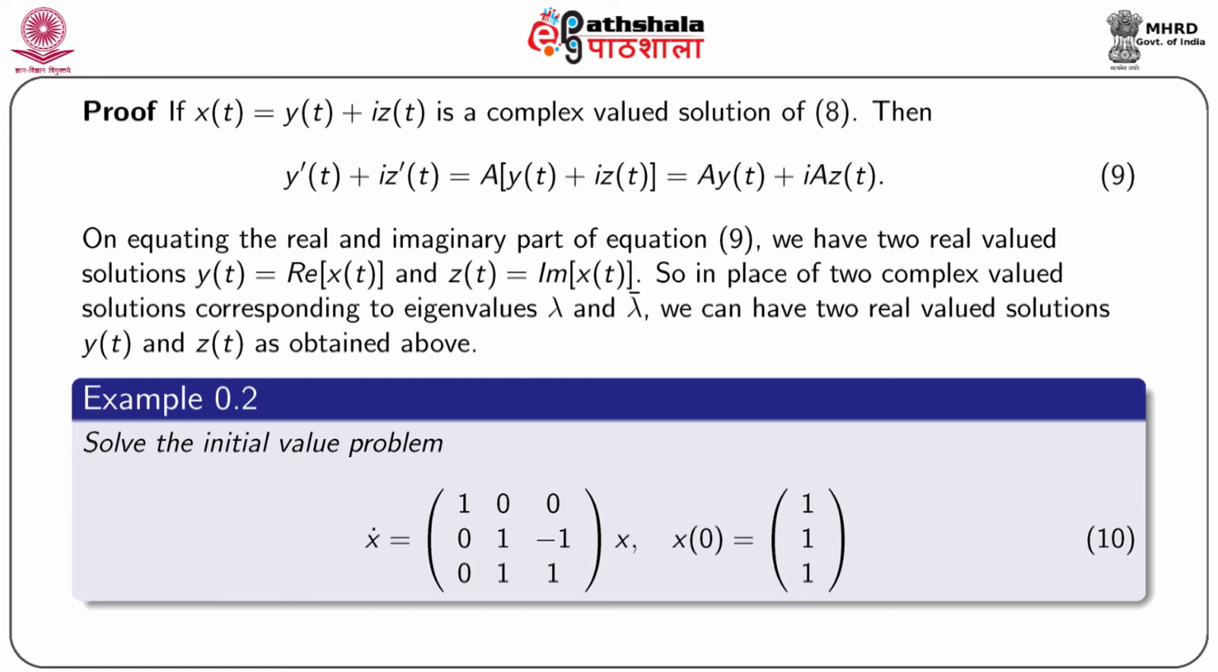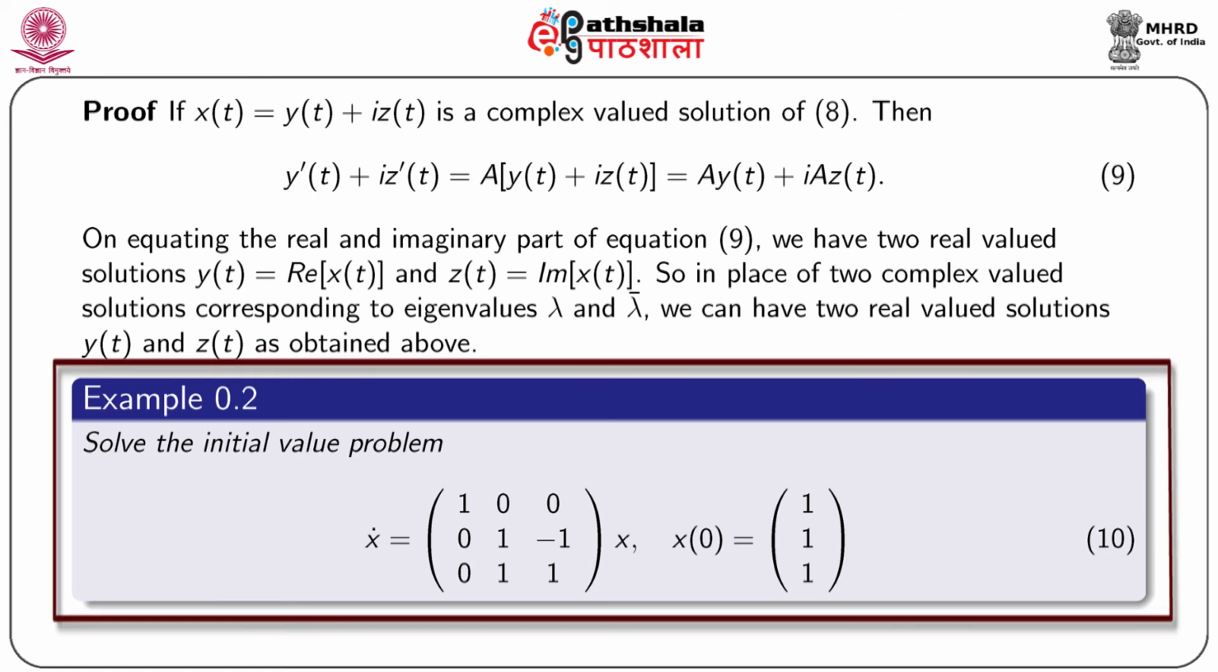This will be explained better with the help of this example, where the initial value problem is defined as dx/dt, which is x dot, equal to Ax, where A is the matrix (1 0 0; 0 1 minus 1; 0 1 1), and with the initial condition x(0) equal to (1, 1, 1), given by equation number 10.